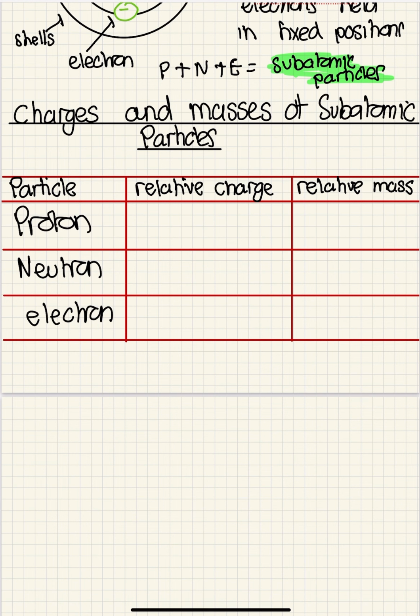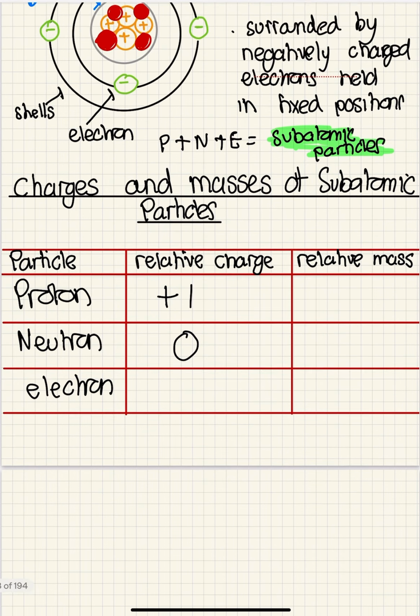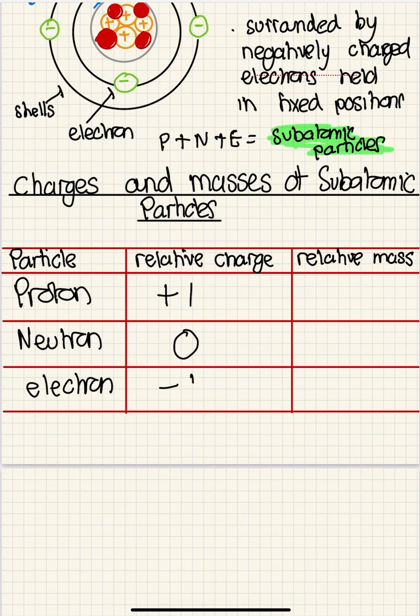So let's just fill that out. Again, what did I say? What was the charge of a proton? It's in the name, positive, yeah? So we would say +1, positive 1. Neutron means neutral, so it has a relative charge of 0. And then electron, as you can see, I said it was negative, so -1.